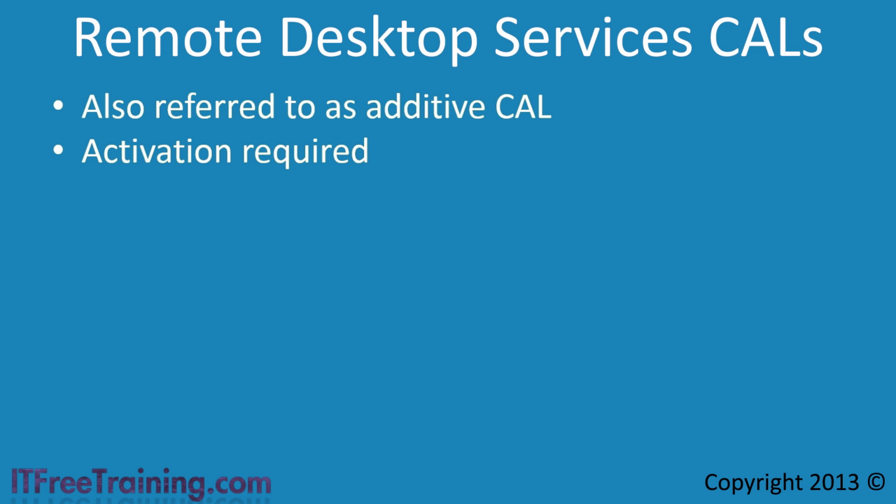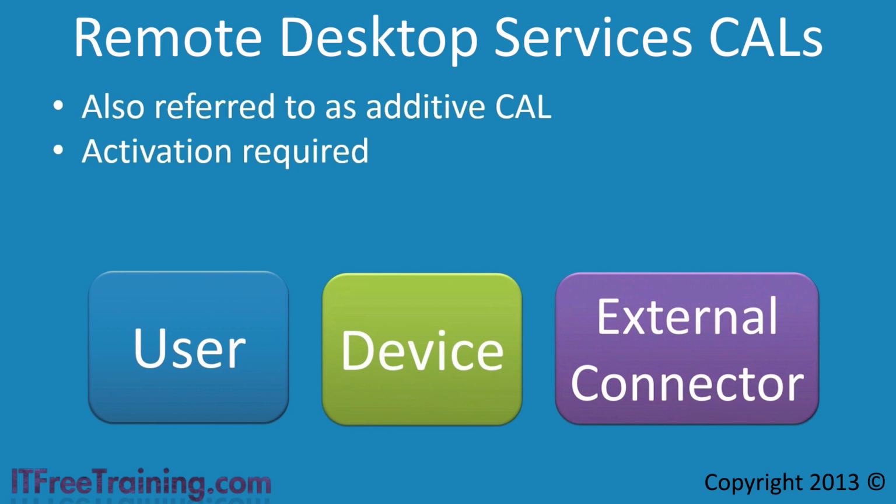Remote Desktop Service CALs are different from User and Device CALs in that they need to be activated before they can be used. Although User and Device CALs are required to access Windows servers, the CALs themselves do not need to be activated and the use of them is not enforced. It is up to the administrator to make sure that they have the required User and Device CALs and thus are compliant. Remote Desktop Services CALs come in 3 different types.